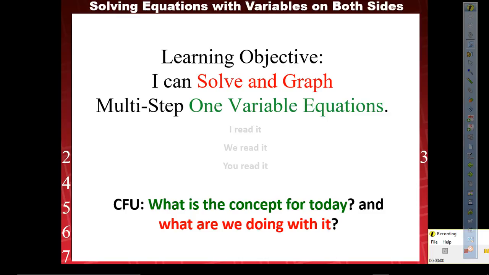Hey, I can solve and graph multi-step one-variable equations. Read together. 1, 2, 3. I can solve and graph multi-step one-variable equations.